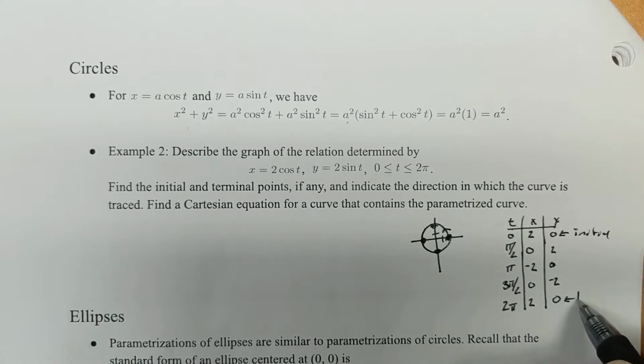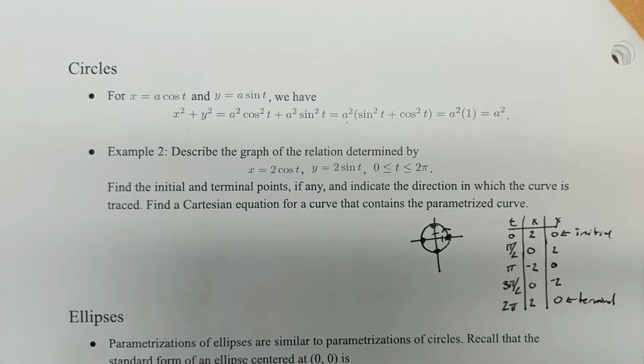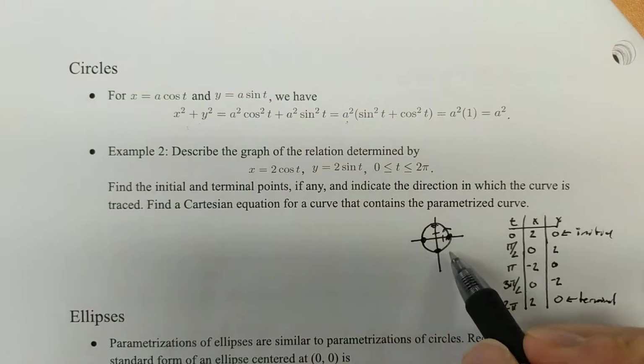And then here we also have the terminal point. So they're actually the same values. Find our Cartesian equation for the curve. Now there's kind of a shortcut here.